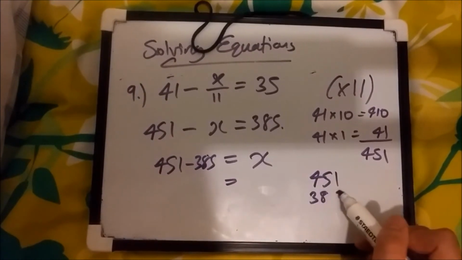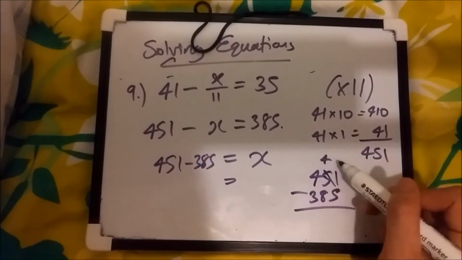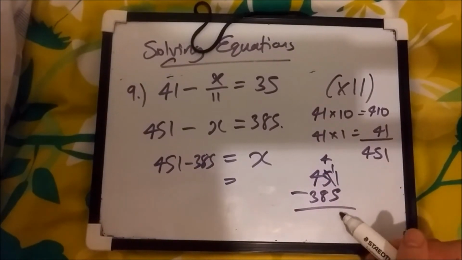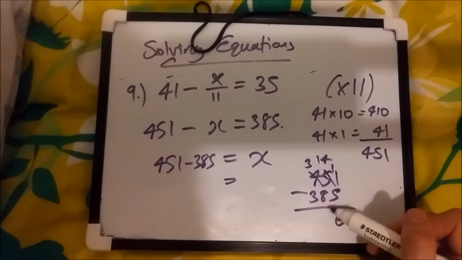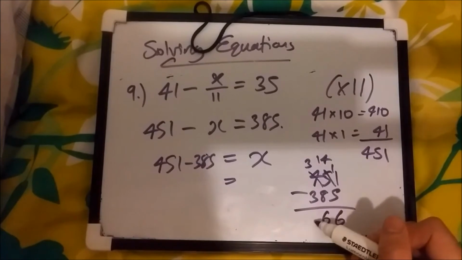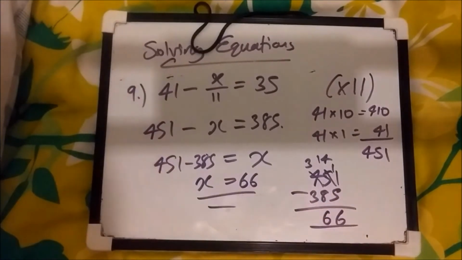First we put up the column method, see what we get. 1 take away 5 we can't do, so borrow off the 5, you get 4. 11 take away 5 is 6. 4 take away 8 you can't do, borrow. So we're going to get 14 take away 8 is 6. 3 take away 3 is nothing, so therefore we're left with x equals 66.